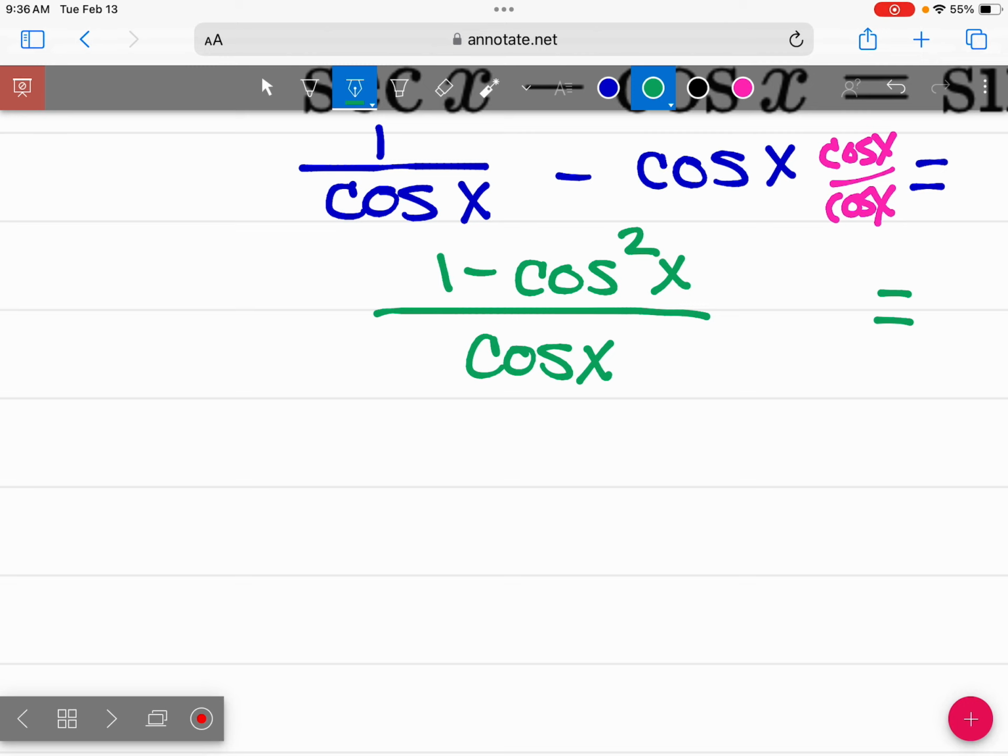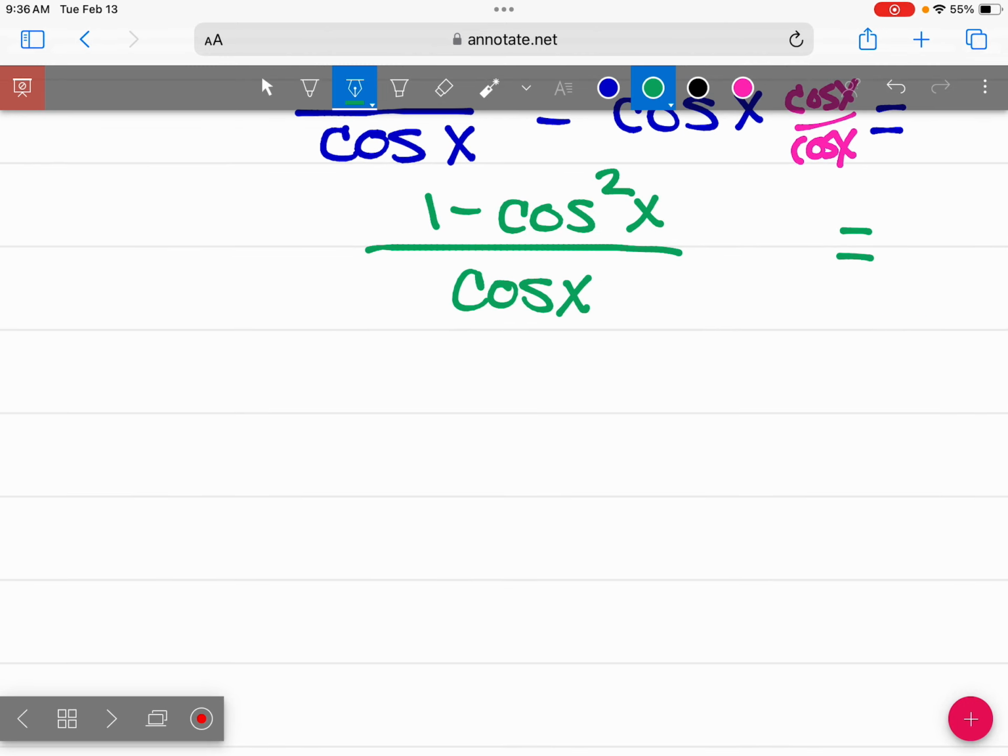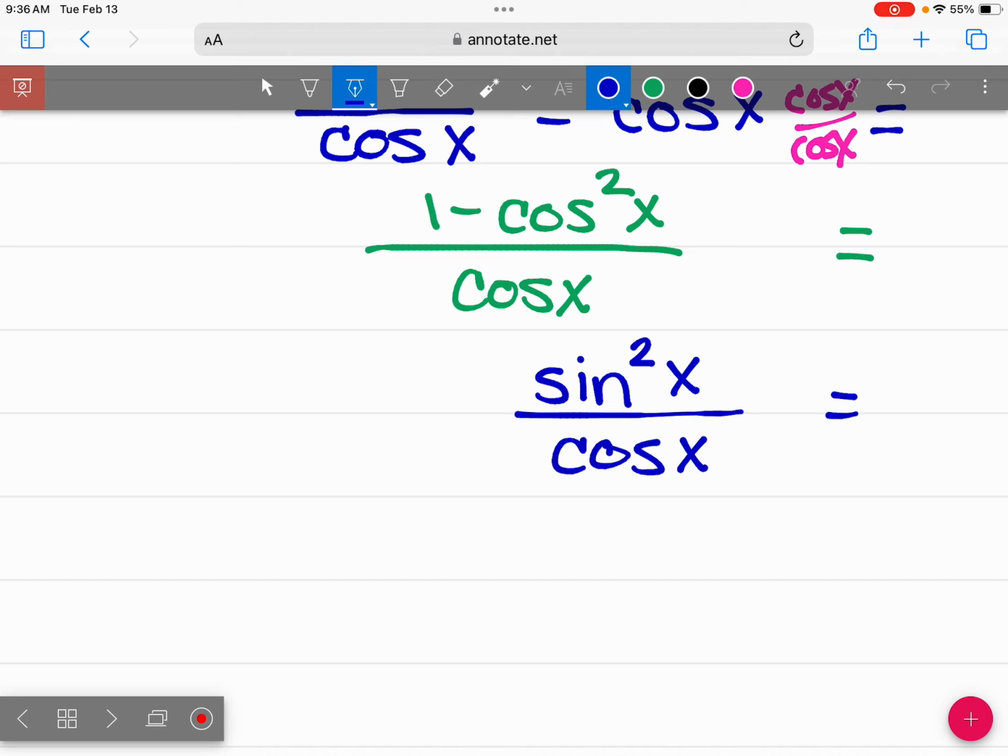Now I see a cosine squared. 1 minus cosine squared actually equals sine squared, so we have sine squared x over cosine x.